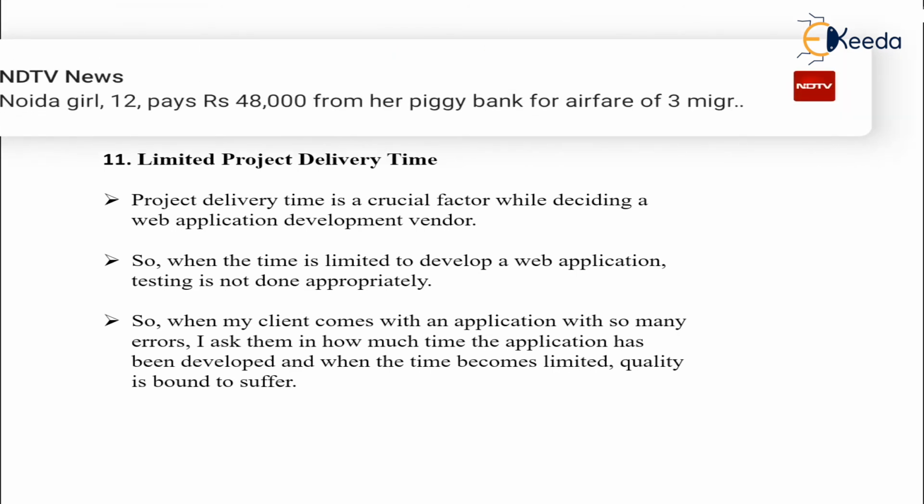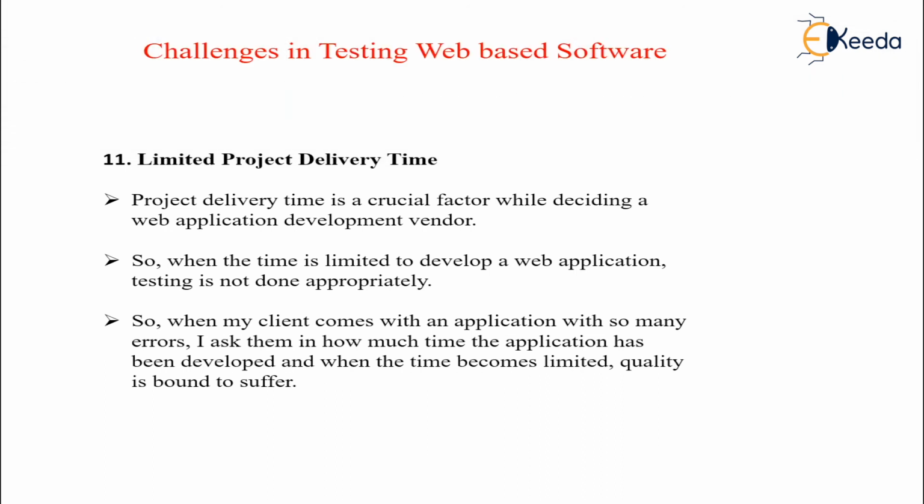So when my customers come with application errors, I ask them how much time the application was given for development. And when the time becomes limited, quality is bound to be affected. But we have to apply the optimization principle. What is optimization? With minimum time, we can give them good quality. We give them the quality that defines what they want, and in the end, the QA team will define their own quality features, their levels, their definition. But we have to see what we are doing.